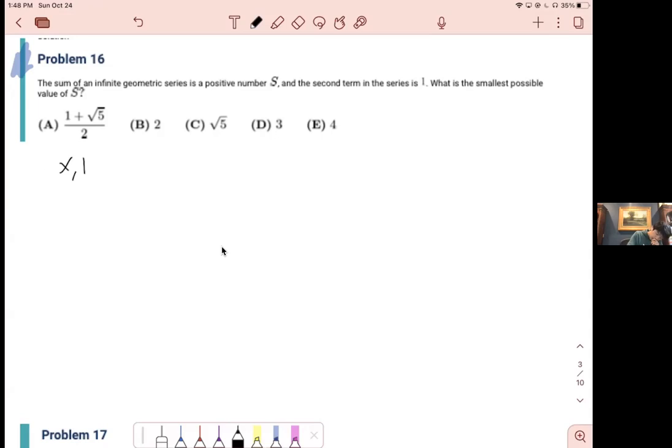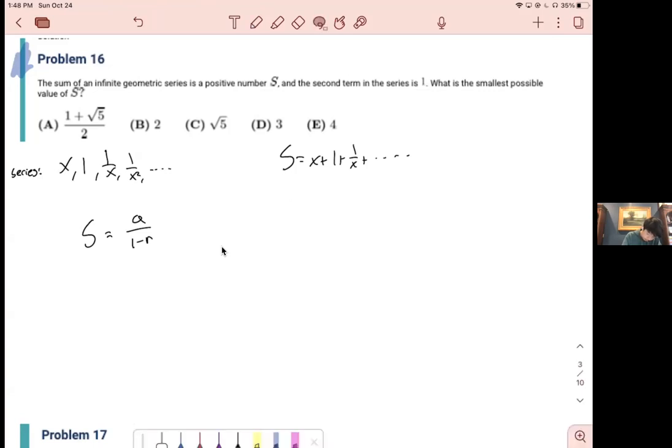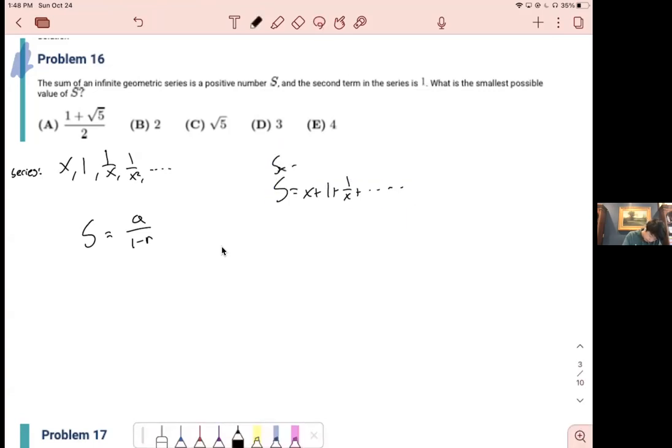We let the geometric series, we let the first term be x, and so the geometric series will look like this, which means that S is, there's that formula a over 1 minus r. I don't know how I feel about the formula. Most of the time, I would rather you do this, to be honest. This seems preferential.